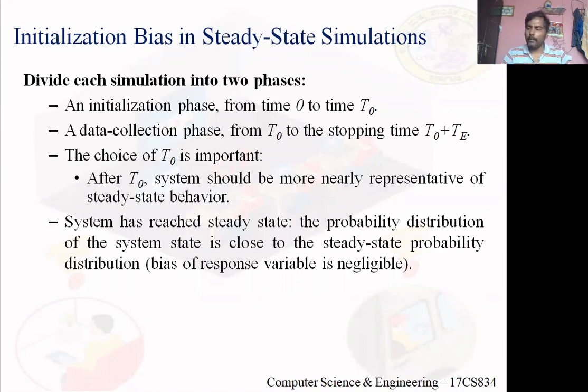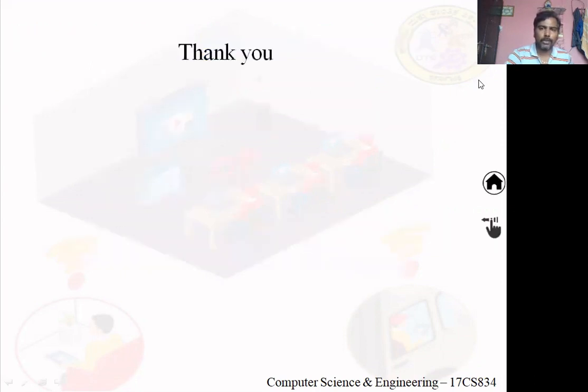I mean, from time 0 to t0, there may be some observations, but I'm not considering those observations to compute the point estimator. I'm considering only the observations after time t0 to te for computing the point estimator. So the bias in the point estimator will be minimized. Clear? So this is about an important topic, output analysis for terminating and non-terminating simulations. Thank you for listening.